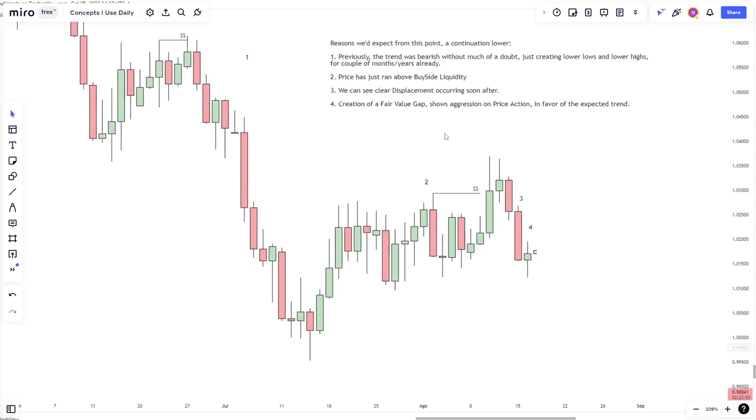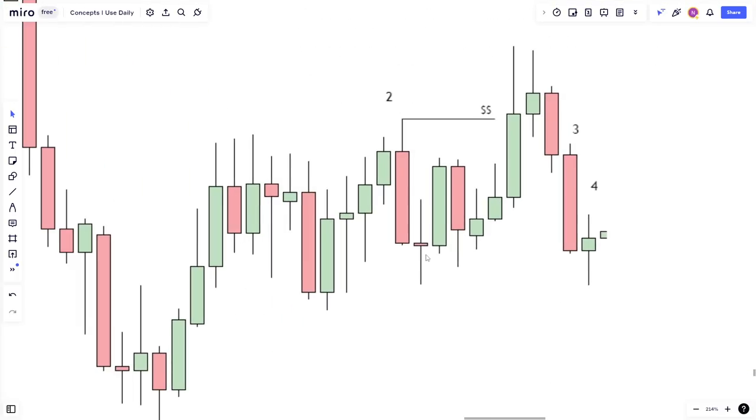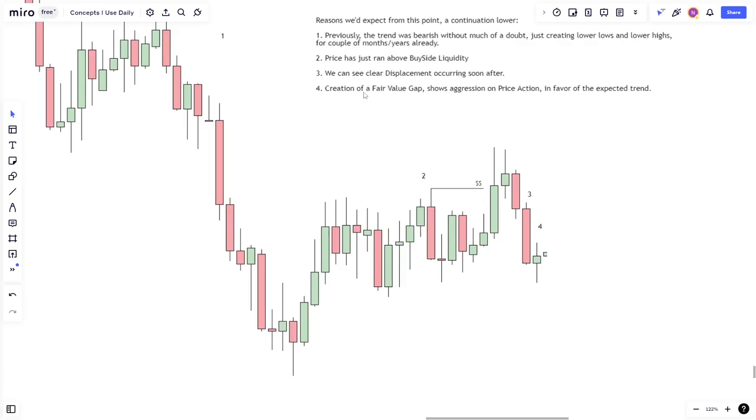So let's look at this example. Reasons we'd expect price from this point to continue lower. One, previously the trend was bearish without much of a doubt, just creating lower lows and lower highs for a couple of months, probably even years already. Two, price just ran above buy side liquidity. Three, we can see clear displacement occurring soon after, even a market shift here that I forgot to mention, right? And four, creation of a fair value gap shows aggression on price action in favor of that expected trend.